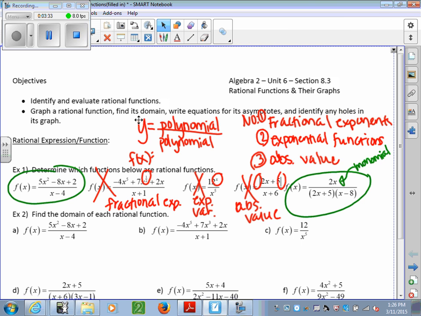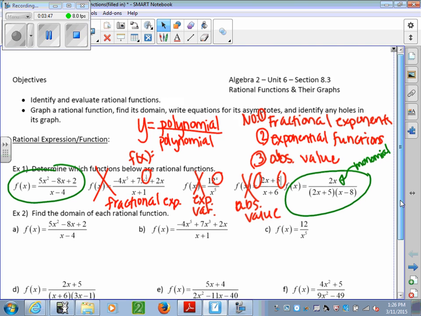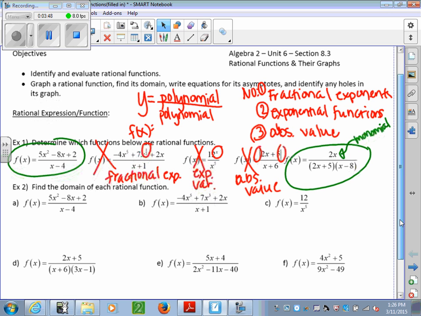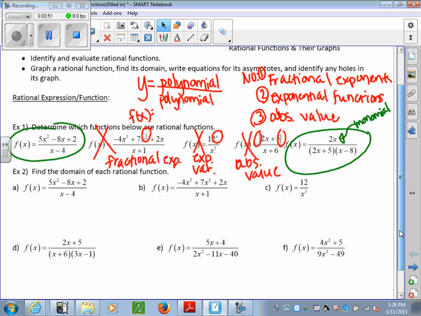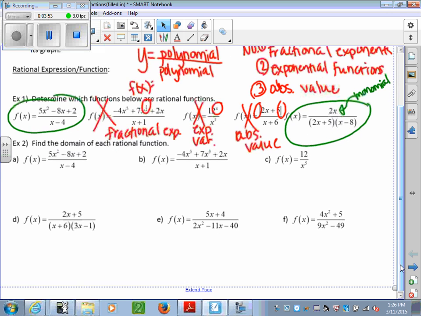Alright, so that's our definitions of what rational expressions and rational functions are. These are all rational functions because they have f of x equals something. A rational expression, remember, you just don't have that equal sign. It's just an expression. It's not equal to y. It's not equal to f of x. Okay, so let's go to the next section.